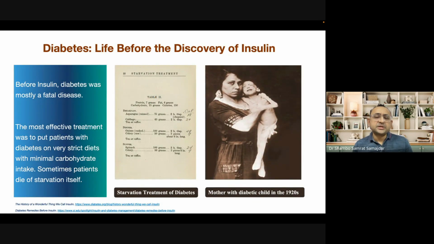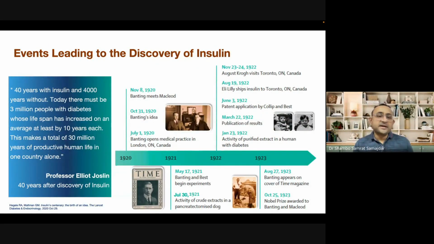Life with diabetes before the discovery of insulin was mostly very unfortunate. The most effective treatment was to put patients with diabetes on a very strict diet. You can see in this slide the starvation treatment of diabetes on restricted carbohydrate intake, and sometimes patients died of starvation itself. We can see the mother with a diabetic child in the 1920s. But then came the discovery.